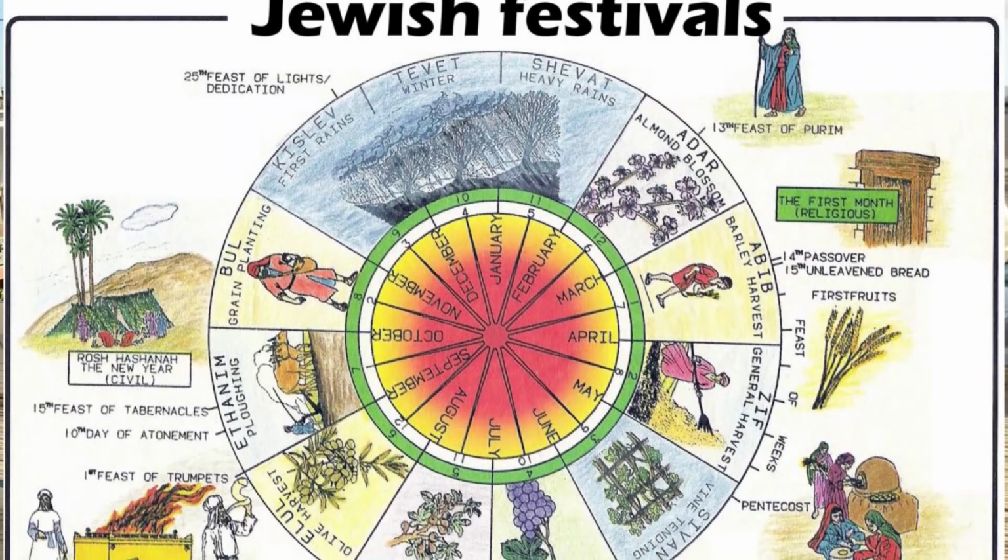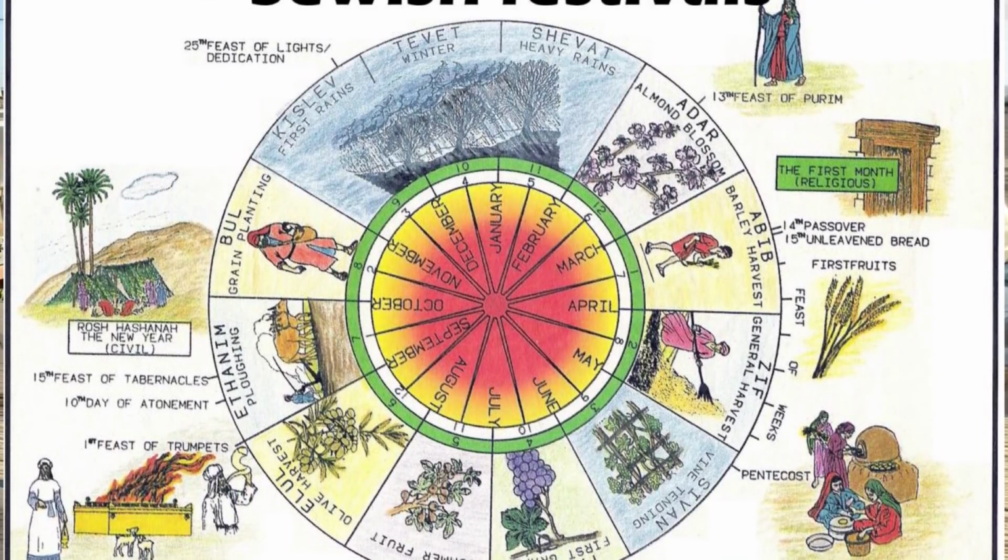The problem is that the lunar calendar is slightly shorter than the solar calendar. So the year becomes shorter. According to the lunar calendar, a holiday can be held in summer one year and a couple of years later in the winter. The Jewish calendar is both solar and lunar.